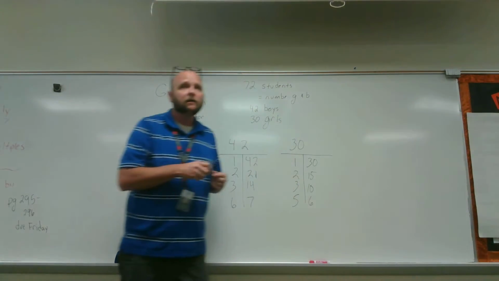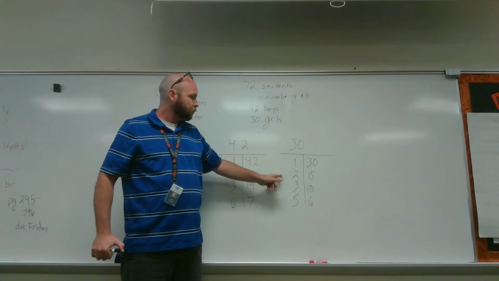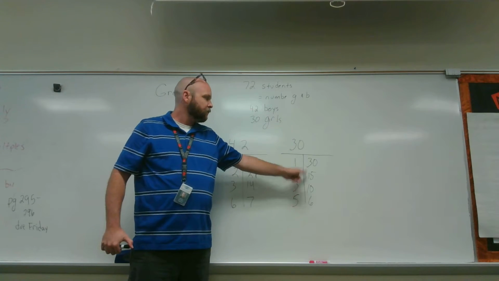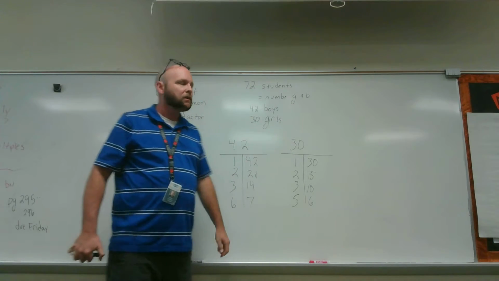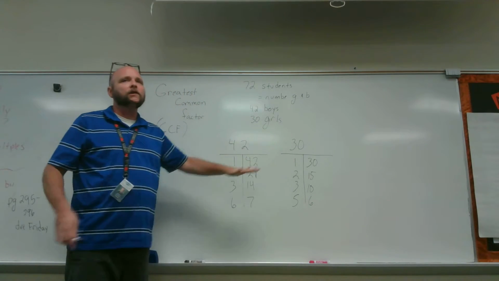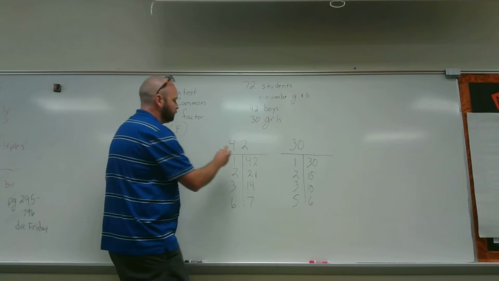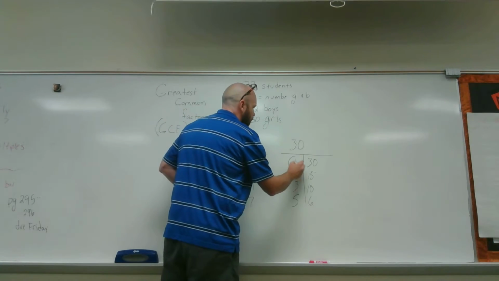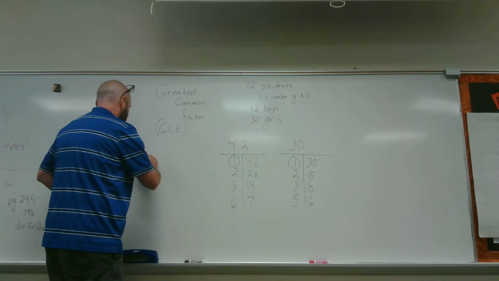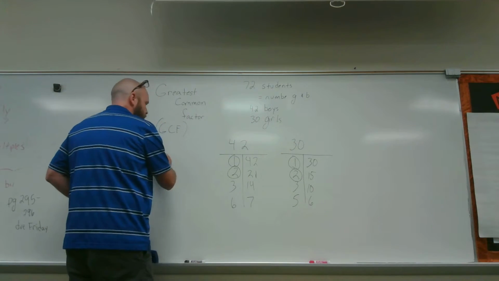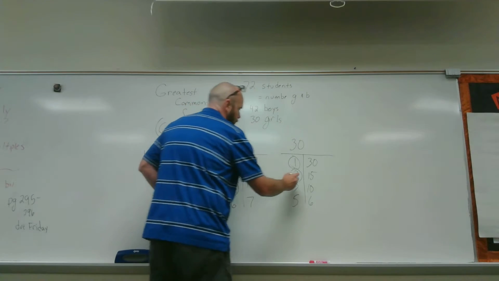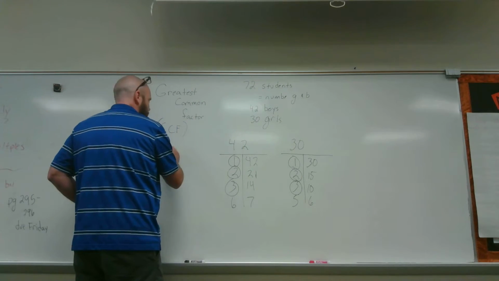So these are my factors of 30: 1, 2, 3, 5, 6, 10, 15, 30. We usually try and list them in order from least to greatest. All right, now what do they have in common? These are our common factors. They have a 1 in common. And 2. They have a 2 in common. 3. They have a 3 in common.